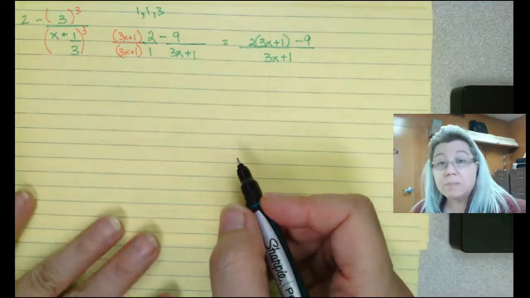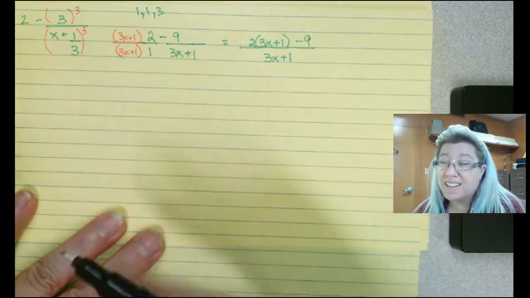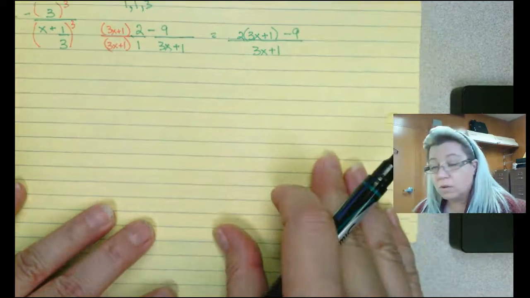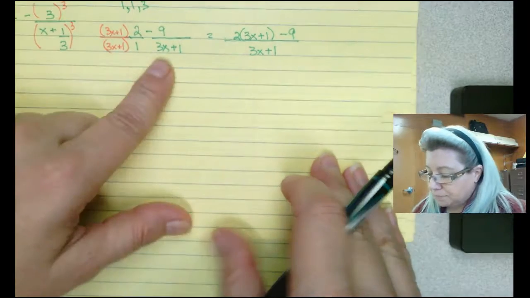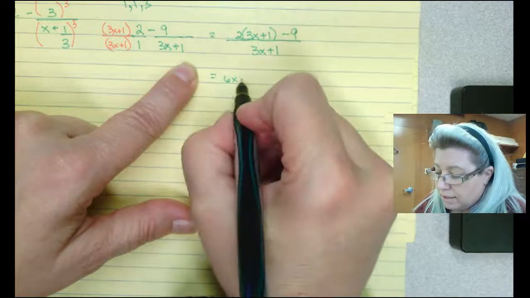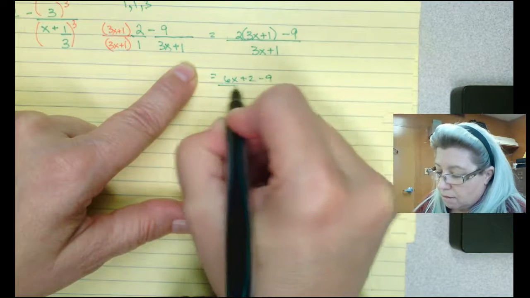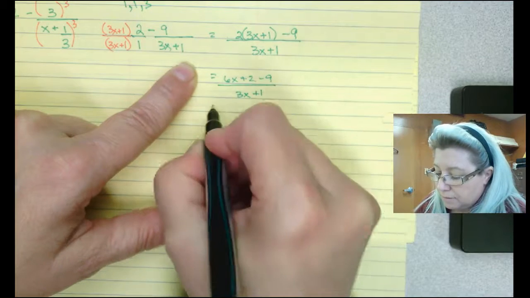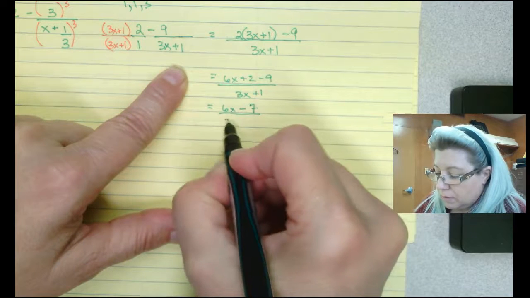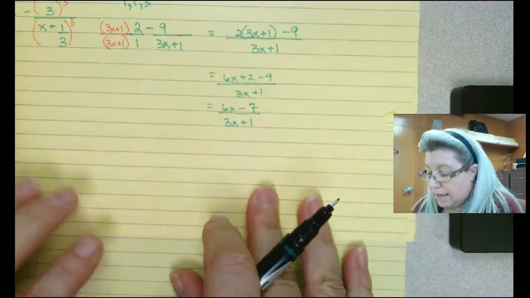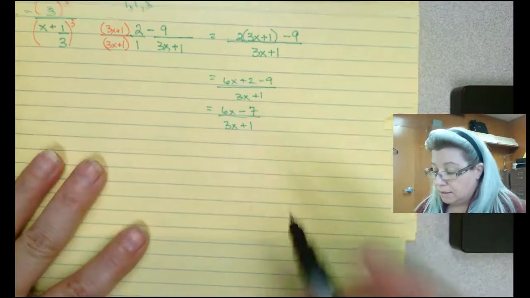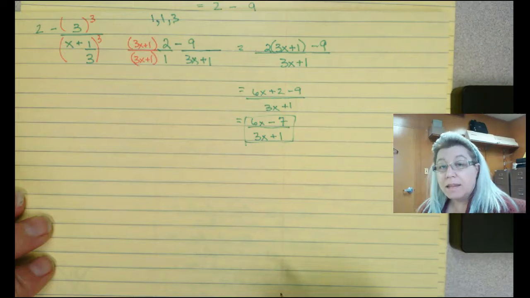But I'm not done. I have to do this math. I have to distribute the 2. I have to combine like terms. I got to see if it can be factored, and then I could see if it can be reduced. So there's still a handful of steps I need to take. 2 times 3x is 6x. 2 times 1 is 2 minus 9 all over 3x plus 1. 6x minus 7 all over 3x plus 1. And now I got to look at it. Can it be factored? No. Therefore, that's it. I'm done. There's my answer. That was using method 1.